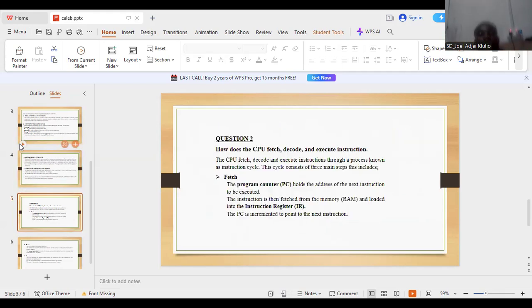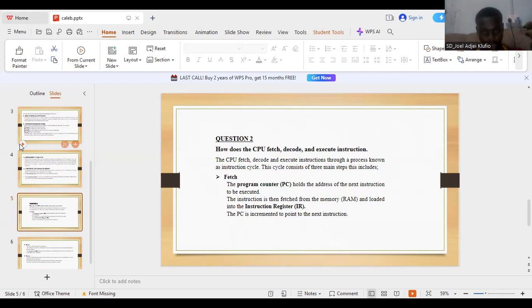Question two says, how does a CPU fetch, decode, and execute an instruction? Basically, the CPU fetches, decodes, and executes instructions through a process known as the instruction cycle. This cycle consists of three main steps: fetch, decode, and execute. I will explain it in detail. So let's move to the fetch.